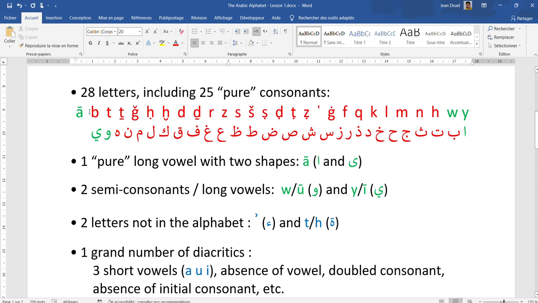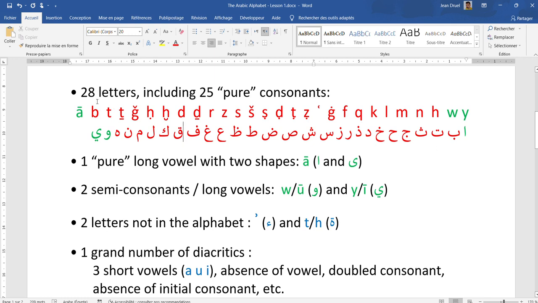As you can see, some letters are just the same as in English. So you have B, T, D, R, Z, S, etc. So the pronunciation of the corresponding Arabic is pretty much the same as in English. Then you have letters with a little stroke, a little circumflex, a little dot. Those are called diacritics. So you have the G plus a diacritic. Those letters are usually letters that do not exist in English, and then you need some additional diacritic to distinguish the pronunciation.